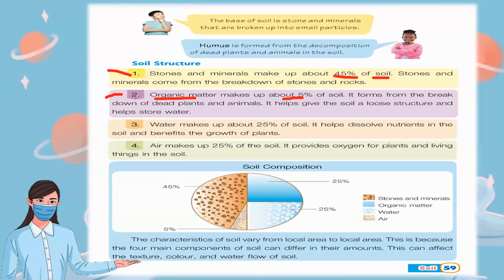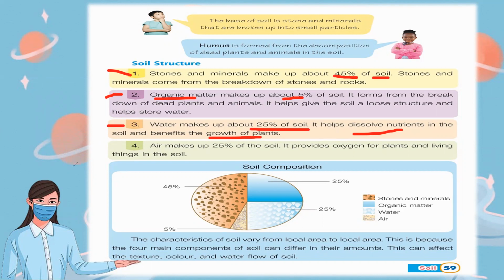All right. Now, number three, water makes up about 25% of soil, okay? It helps dissolve nutrients in the soil and benefits the growth of plants. So in the soil, we have around 25% water as well. It helps to dissolve all kinds of nutrients in the soil.